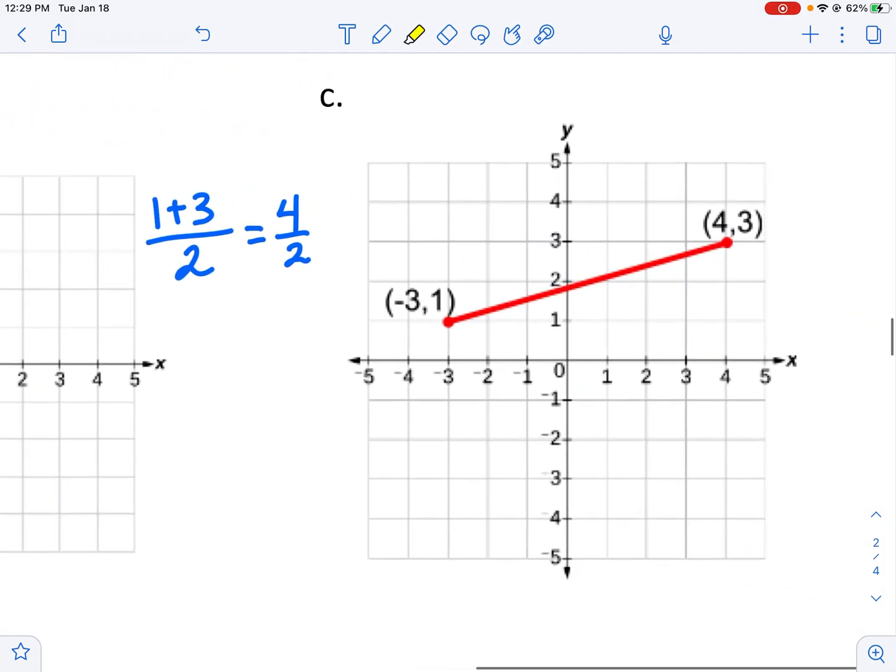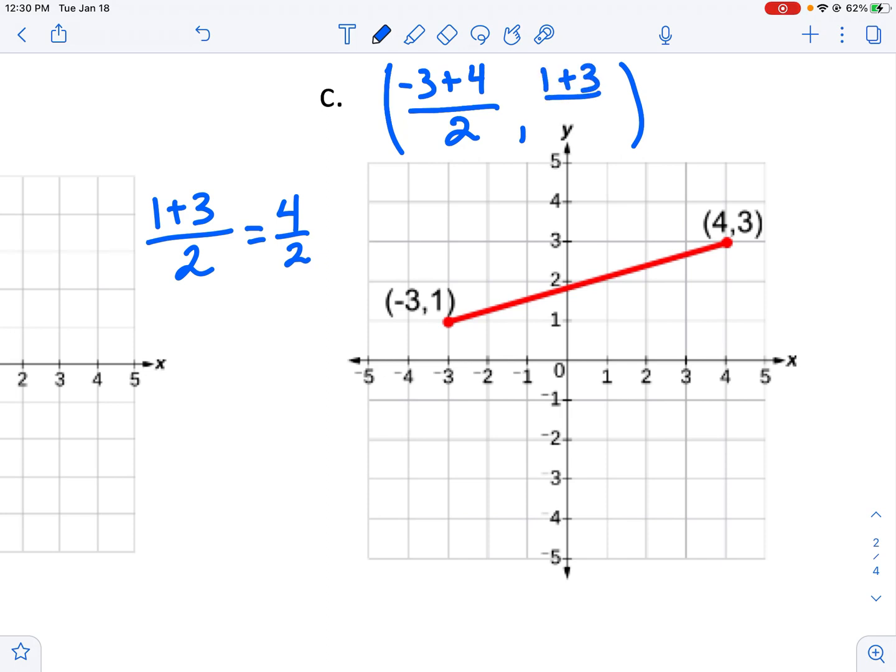But how do I do that with a diagonal line? Because I can't just count up where the middle is. I'm going to have to do the average for both parts. So I'd have to find out what's the average of -3 and 4. And then I'd have to find out what's the average of 1 and 3. And this would get me 1/2, 2. So let's try that, 1/2, 2. And that looks like it's right in the center.